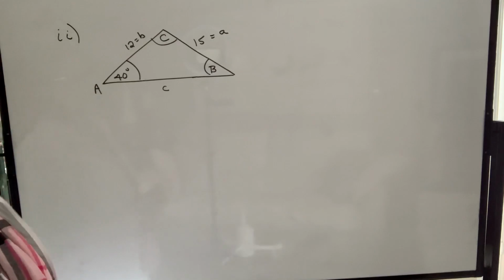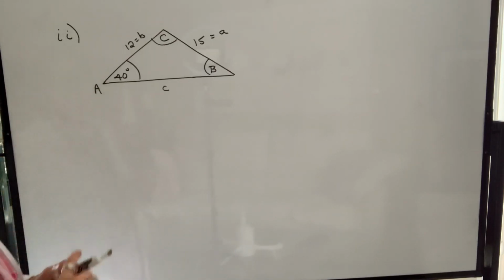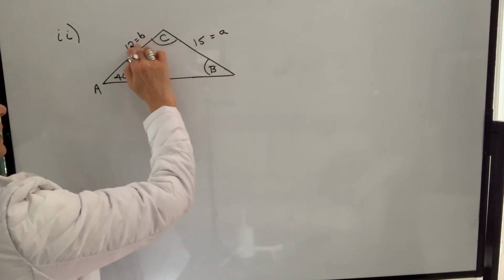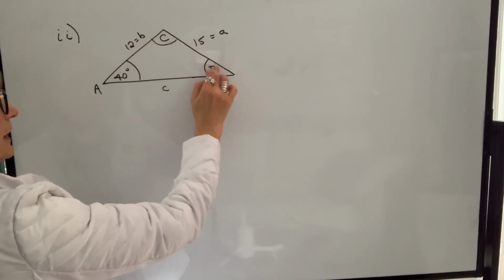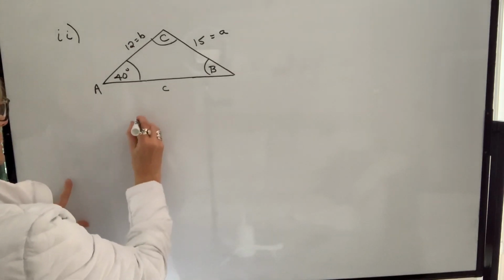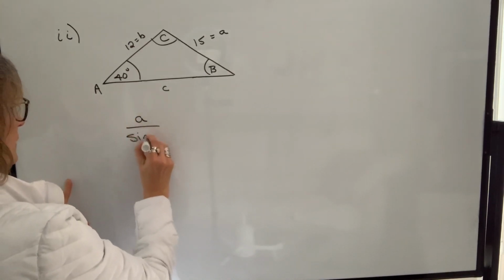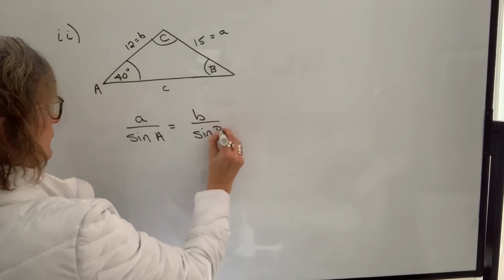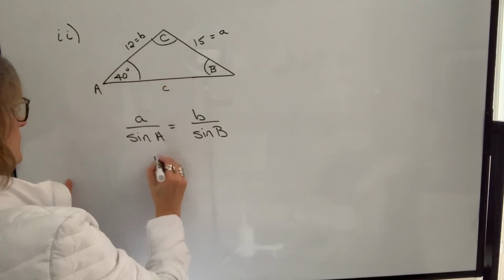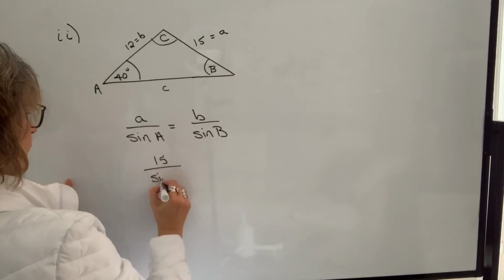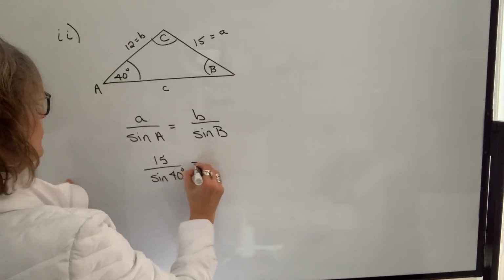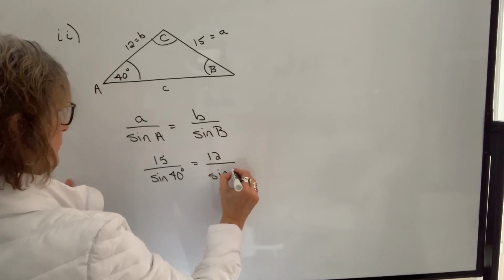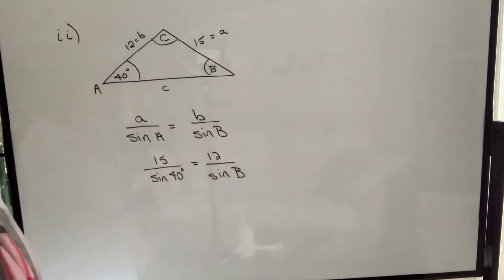In this case, I'm going to use angle A and side A, and I'm going to use B to find angle B. So A over the sine of A will equal B over the sine of angle B. So 15 over the sine of 40 degrees will equal B, which is 12, over the sine of, I'm trying to find the angle.